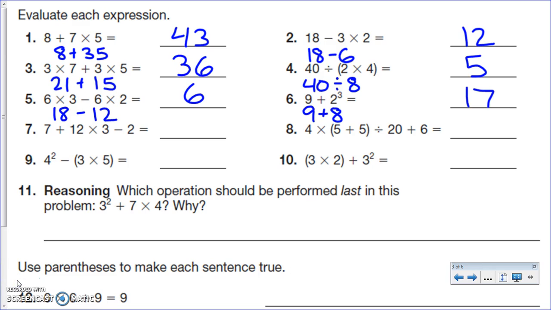For 7, we have 7 plus 12 times 3 minus 2. So the first thing we're going to do is the 12 times 3. So we're going to have 7 plus 36 minus 2. Now we need to do addition and subtraction from left to right. So 7 plus 36 is 43, minus 2 is 41.